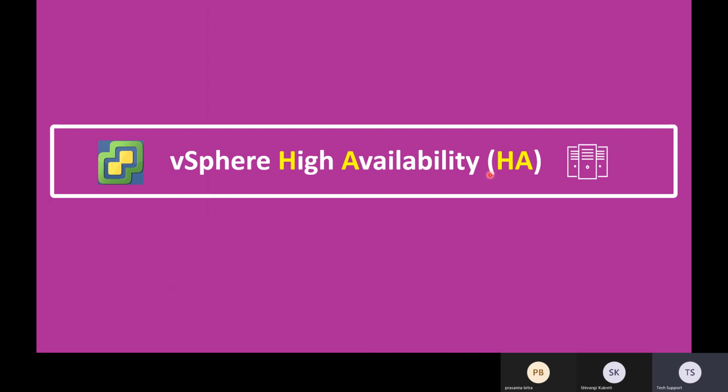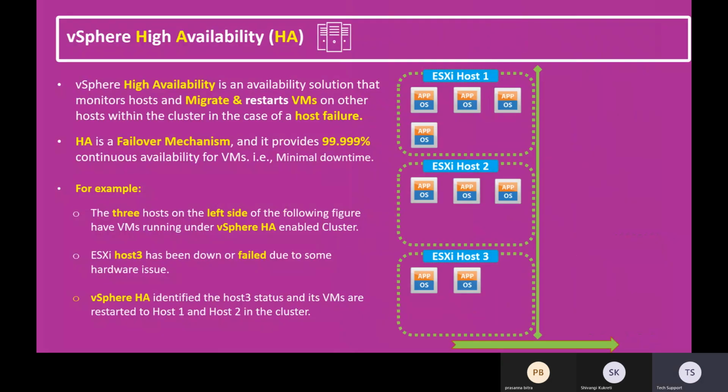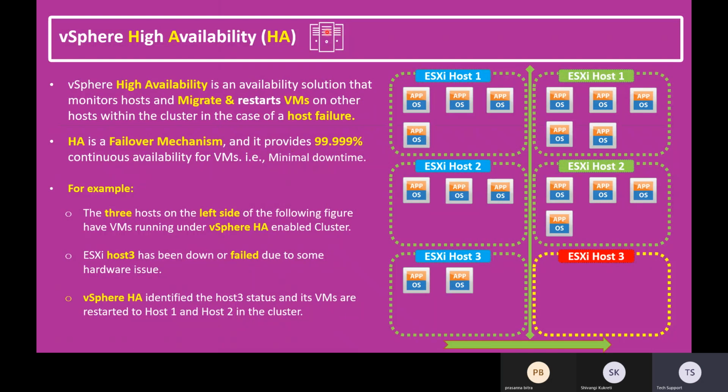So let's try to understand the high availability definition first, and then we'll observe the architecture. This is the icon for a cluster. A cluster is nothing but a grouping of multiple ESXi hosts. So vSphere high availability is an availability solution that monitors hosts and migrates and restarts virtual machines on another ESXi host within a cluster in case of host failure.